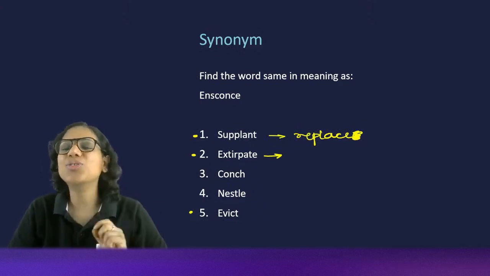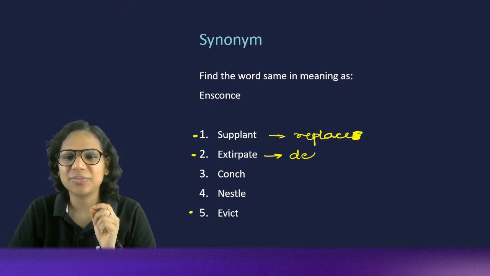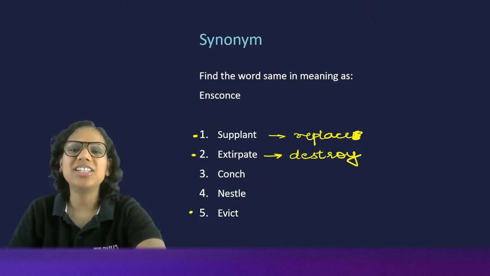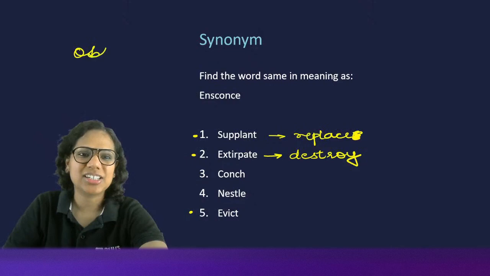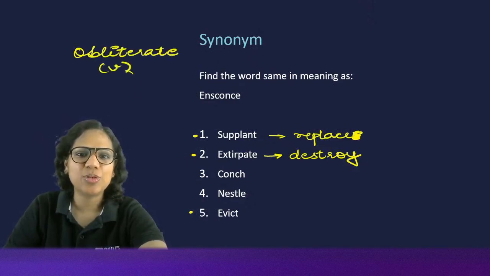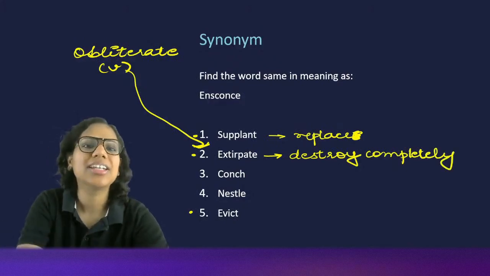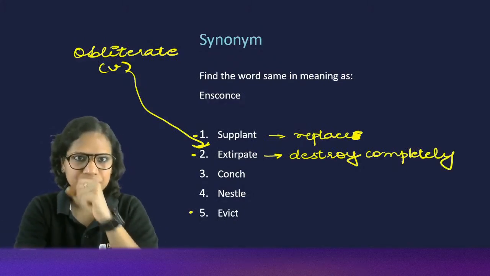There is another word for such destruction. One is extirpation as a noun, right? The other is, tell me, obliteration. Obliterate. When you obliterate something, this is a synonym of extirpate. You destroy it completely. Obliteration is the noun.